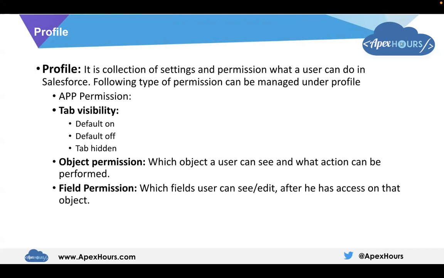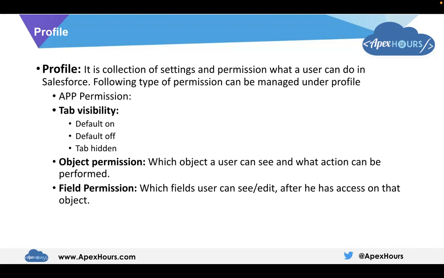If tab visibility is set to default off, then even though the tab is added into the particular app, the user will not be able to see it in the navigation bar. Instead, he will need to click on the app launcher icon, and from there he will search for that particular tab. If it's default on, and it's added into the app, then it will be visible in the navigation bar also, and on searching also, he can see it.